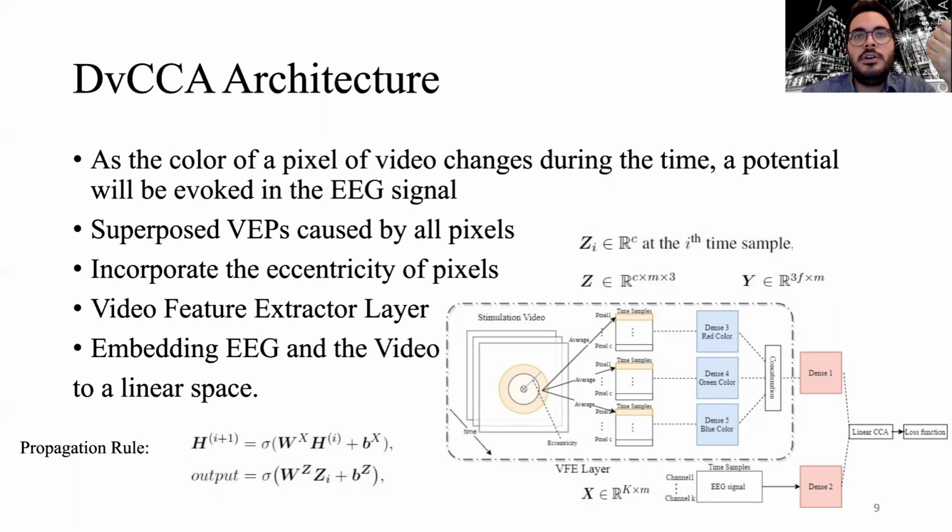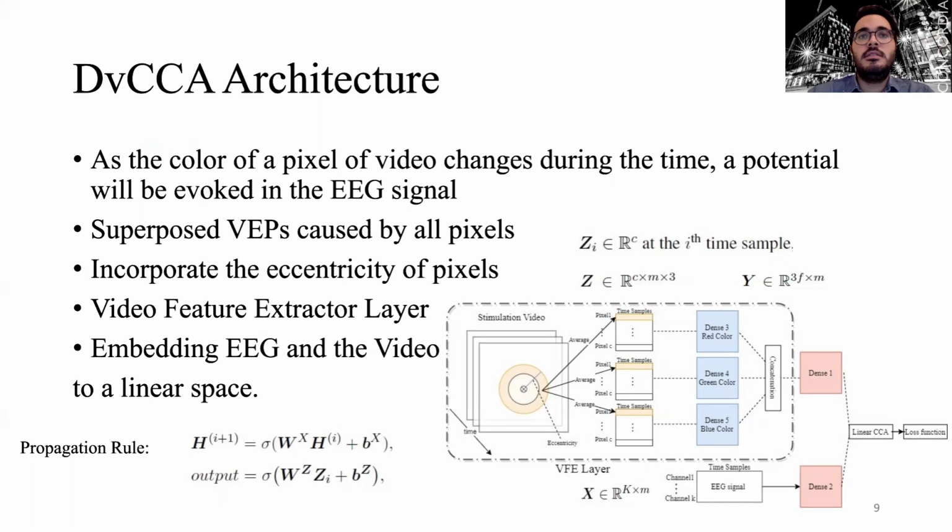Apart from the VFE layer, we have 2 types of nonlinear projection. One is for the dataset derived from the videos, the output of the VFE layer, and another one is for the dataset corresponding to the EEG signals. The objective is to project 2 datasets, X and Y, to a new space where the linear CCA is compatible with the new embeddings of the 2 datasets.